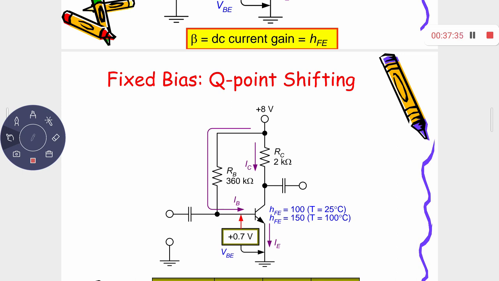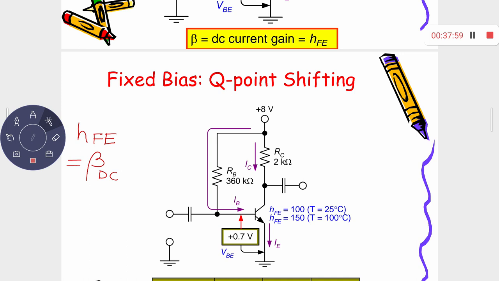Suppose you have this kind of architecture. You have RB equal to 360 kilo ohms. Typically RB is large. Why large? Any guess? IB is small, so RB is large. Remember here you have the same supply, you have VCC and VBB. At that time I told you that VBB is typically small with respect to VCC. So in that case, you have some comparable value for RC.